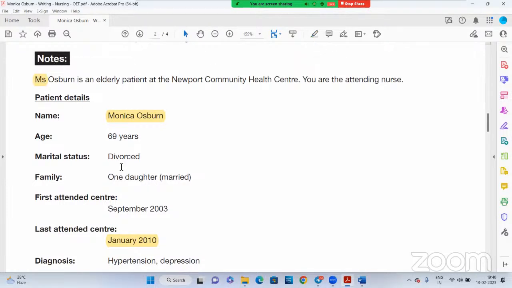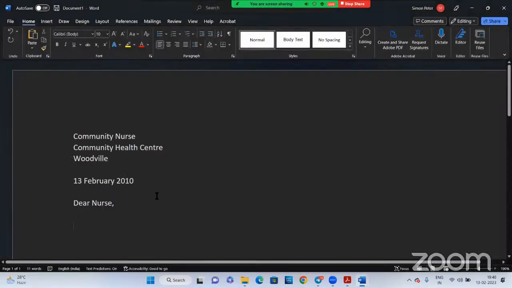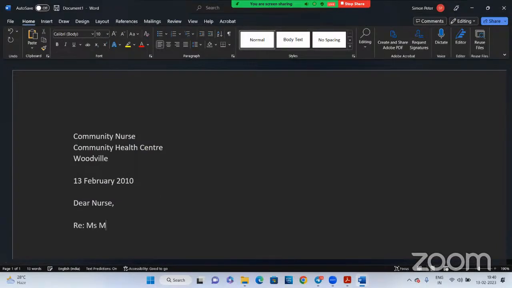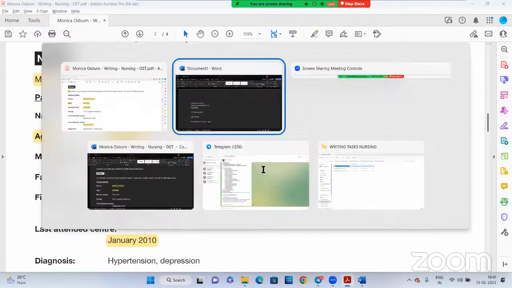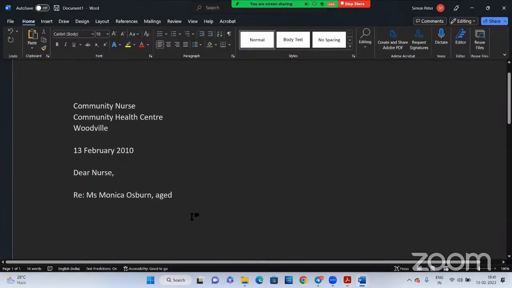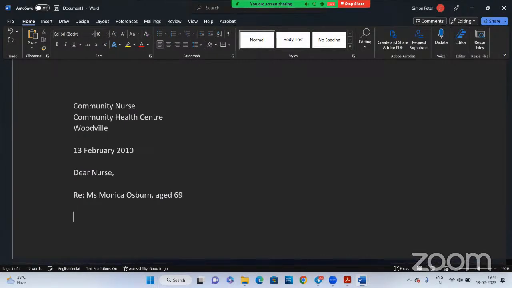Why Miss? Because she is divorced. That's why it is Miss. Because she is divorced, we write Miss. If she is married still, then you'll say Mrs. But she's already divorced. So you'll say Miss. Remember that. So regarding colon Miss Monica Osburn, comma, aged. Is age given? Yeah, age is given 69 years. So aged 69. Fine. Aged 69. That's it.